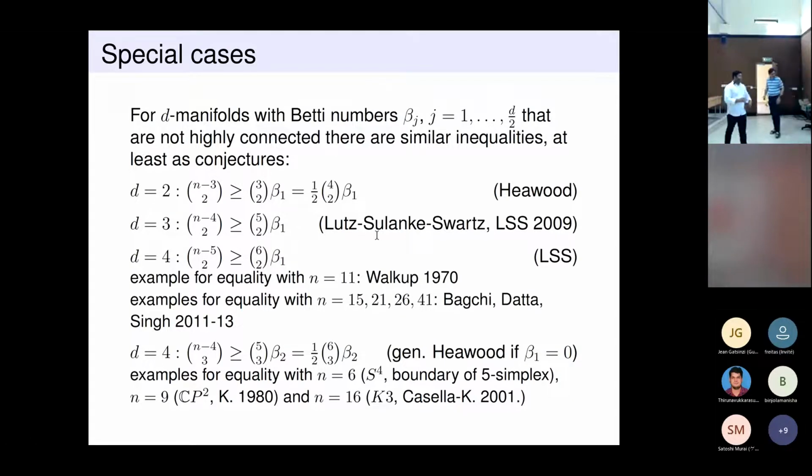Right. Now for d equal to 4, if beta 1 equal to 0, then we have this inequality. And again, for n equal to 6, we have the natural example for equality. That's when we have S4, which is the boundary of the 5-simplex. Then we have the equality. And for n equal to 9, Kühnel gives one triangulation, that 9-vertex triangulation of CP2, which again realizes the equality. And for n equal to 16, Casella and Kühnel in 2001 again give a 16-vertex triangulation of the K3 surface. Again, it realizes the equality.